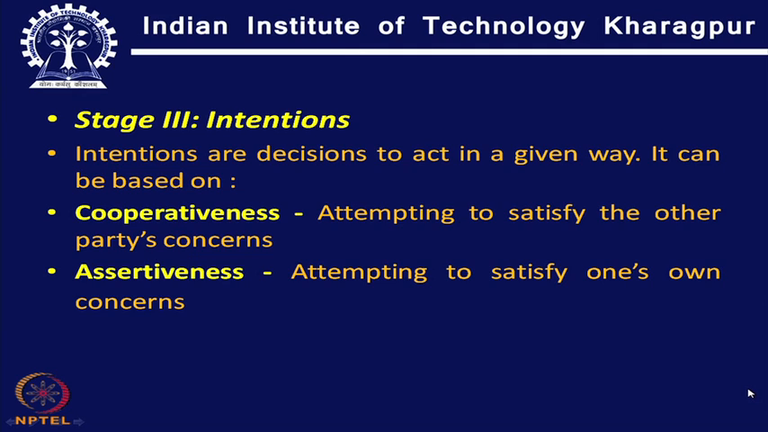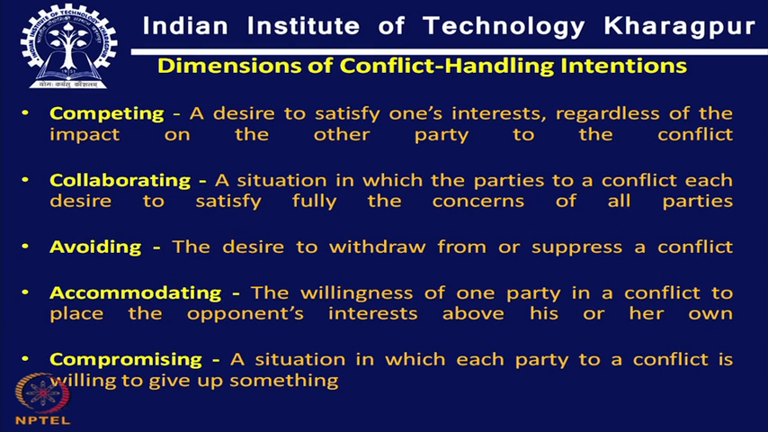So when you're talking of cooperativeness, it's satisfying the other person's concerns. When you're talking of assertiveness, it is satisfying one's own concerns. And there could be 5 different ways of conflict handling intentions. And these intentions are competing, collaborating, avoiding, accommodating, and compromising.